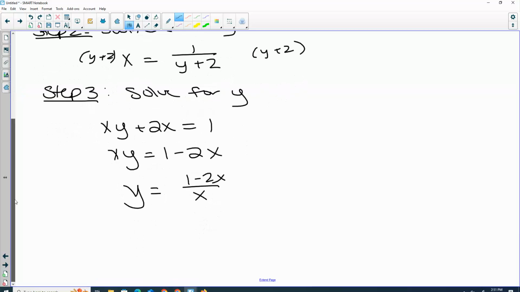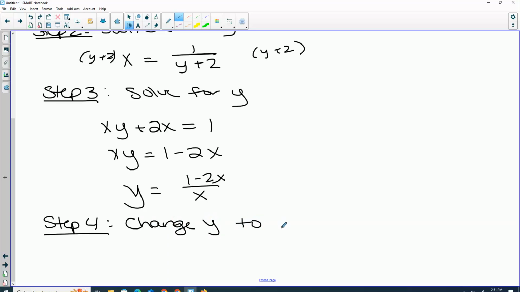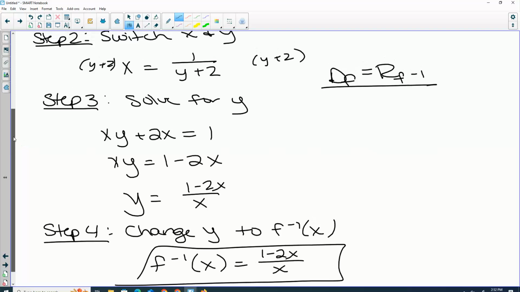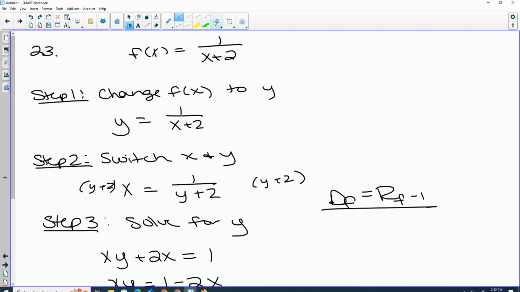And then step 4, change y to f inverse of x. We'll write it as f inverse of x equals 1 minus 2x over x. Remember, the domain of the original, the x's in the original become the y's in your inverse, so those are the same. If I look back at my original, if I have a fraction, what has to be true?